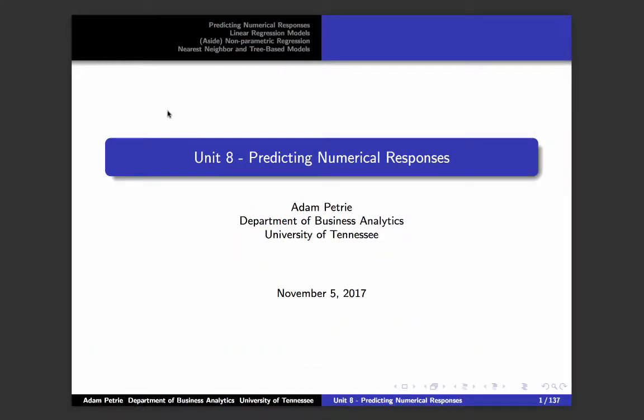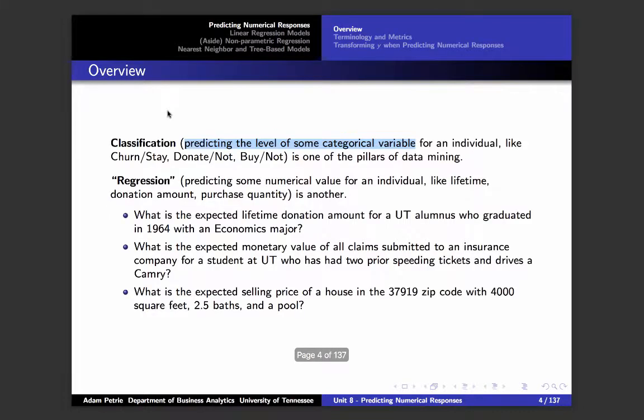Let's go over the basics of predicting numerical responses. So this marks a pretty big shift from where we've been for the most part this semester, and that is with the task of classification, essentially predicting the level of some categorical variable. Is an individual going to click on an ad? Are they not going to click on an ad? Are they going to buy a product? Are they not going to buy a product? We have some levels and we want to classify individuals into these levels based on their characteristics.